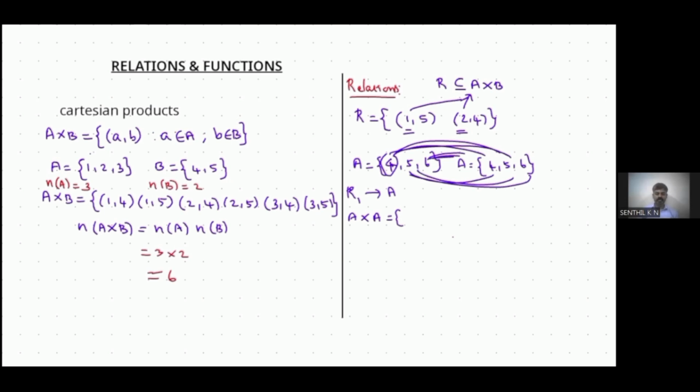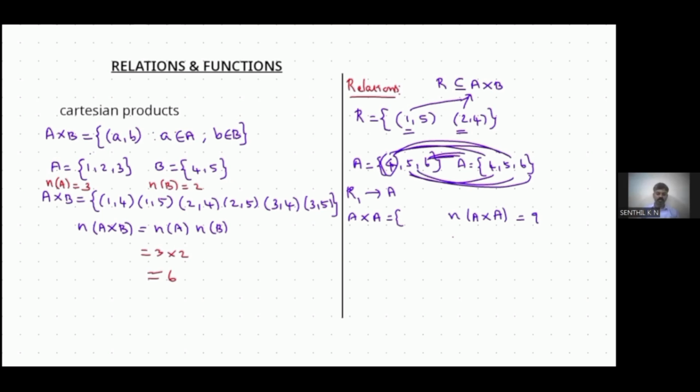For the Cartesian product of the set A, the number of elements, that is n of A cross A, is 9. How can we write this? Here we have 3 elements, and here also we have 3 elements. So we multiply them to get the number of elements in the Cartesian product. Here we have 9 elements.